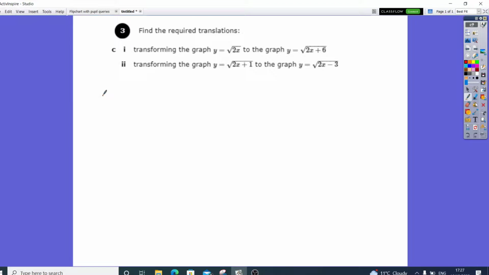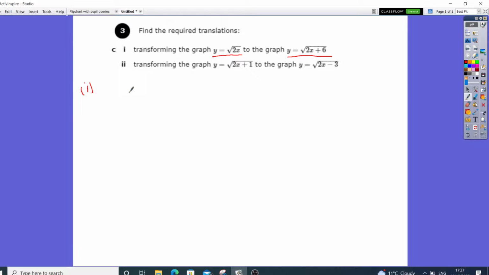Hi there. Okay, so let's have a look at this question. Find the required translation. Let's do this first one for C1. Transforming the graph y equals root 2x to the graph y equals root 2x plus 6.